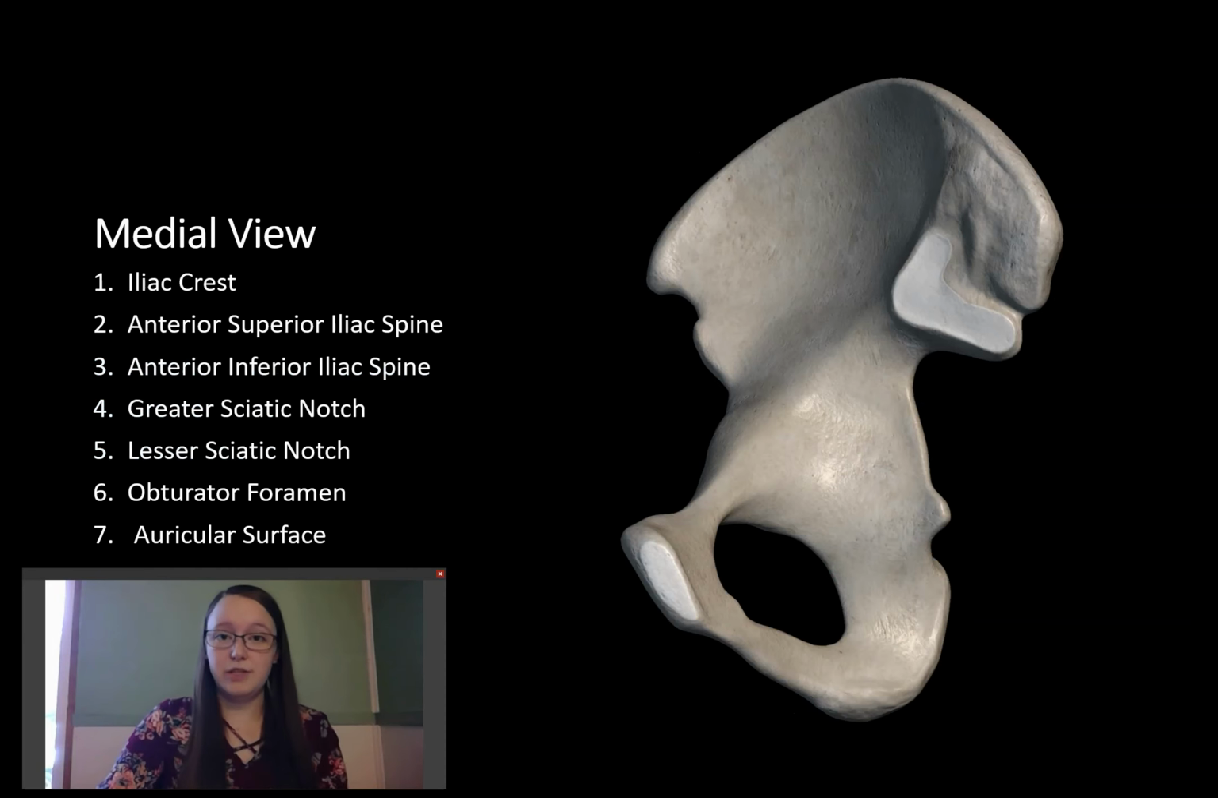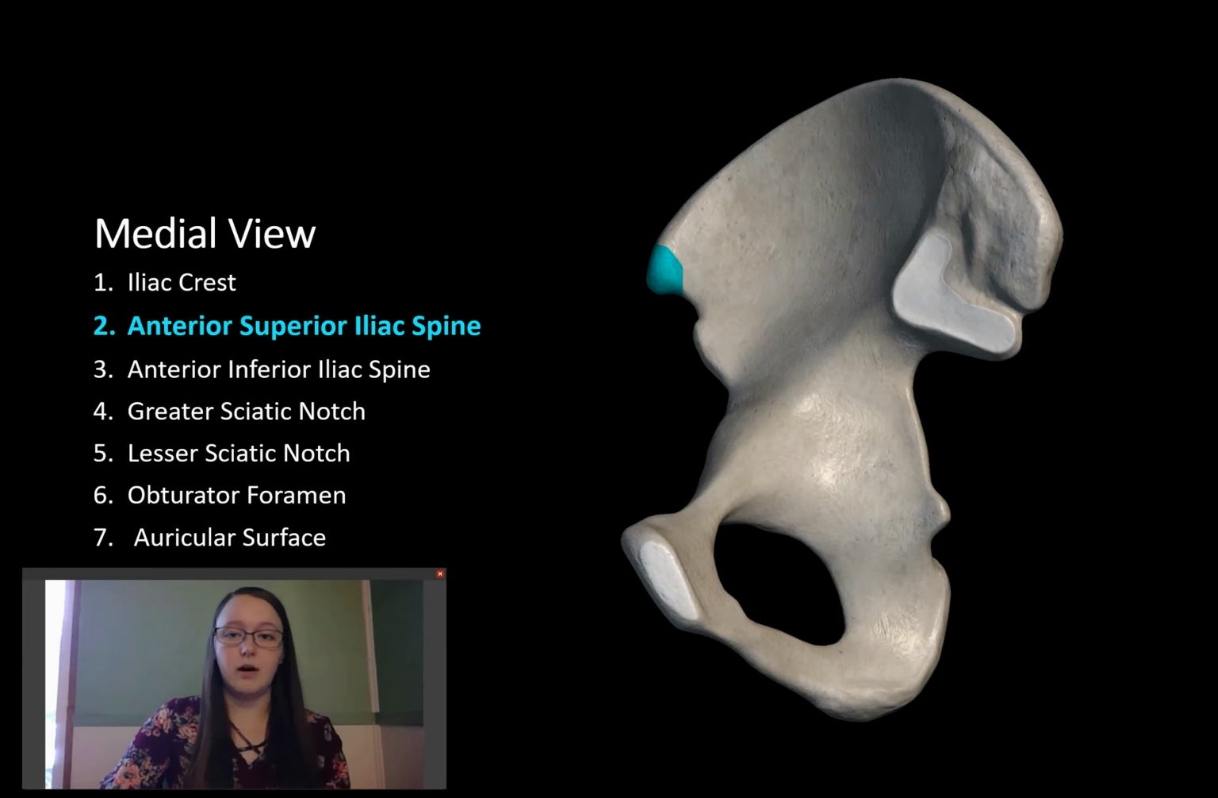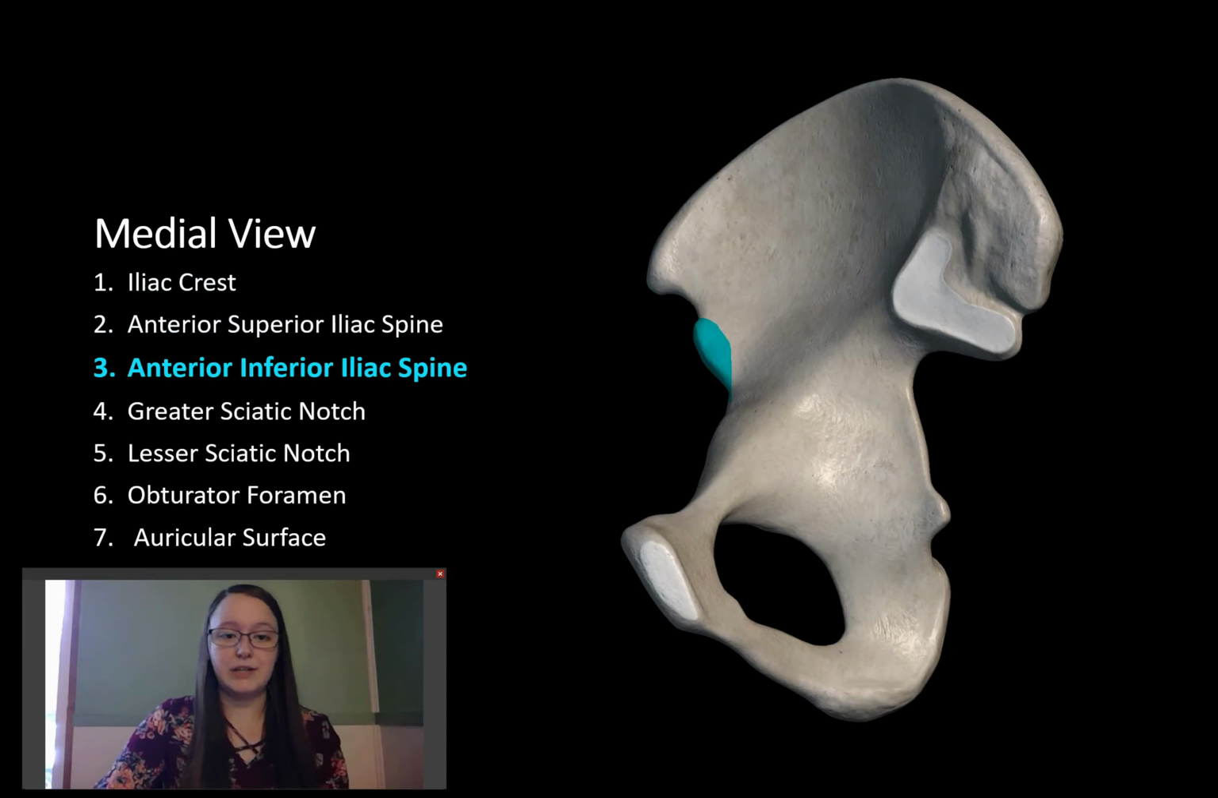This is the medial view of the right coxal bone. On the very top, you have the ridge known as the iliac crest. And then, like the protrusions on the posterior side, there are an anterior superior iliac spine and an anterior inferior iliac spine. The protrusions on the anterior and posterior side get their names in reference to where they are on the coxal bone.